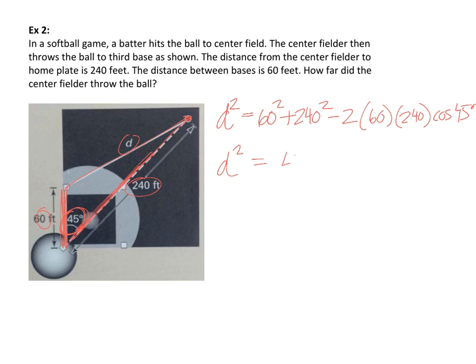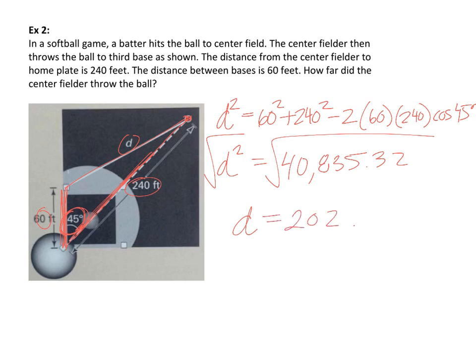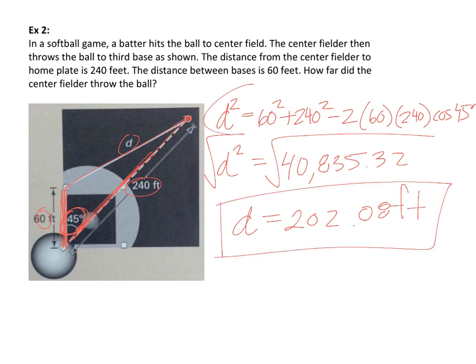So I end up with 40,835.32. And then I just take the square root of both sides and end up with D, which is equal to 202.08 feet. All right, done with that. Once again, take your time setting up the law of cosines.